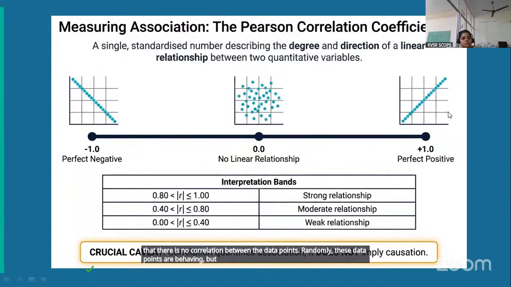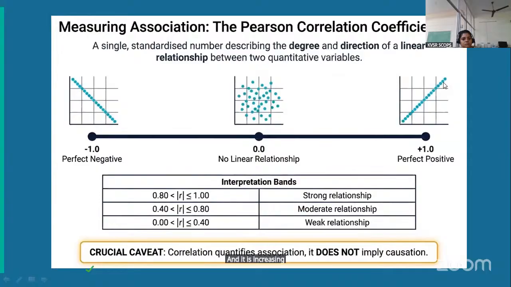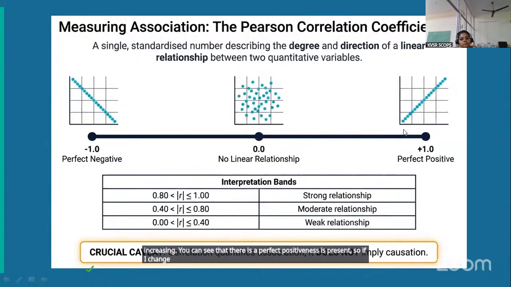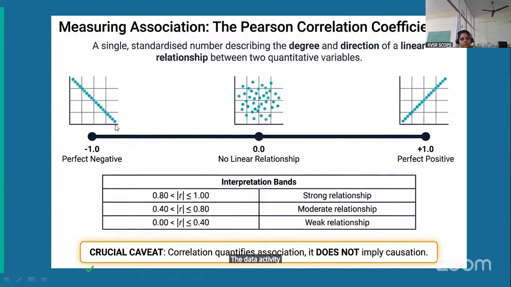But if you see a perfect positive line, where the best fit line originates from zero and is increasing, depending upon the concentration the absorbance is increasing. You can see that a perfect positiveness is present. If I change the x-axis concentration, the absorbance also increases, and this is called a perfectly positive correlation. And you will have a perfectly negative correlation also, where the data may be decreasing in a negative direction.